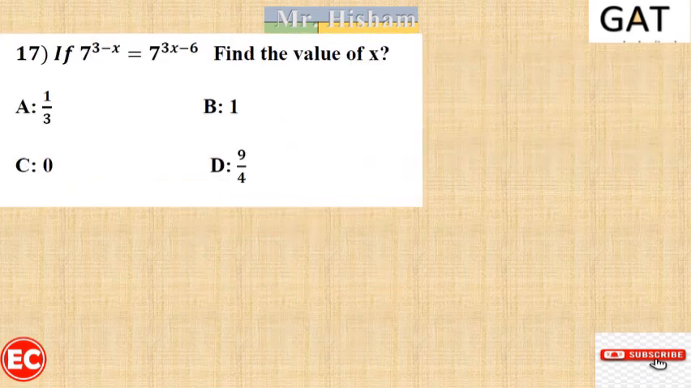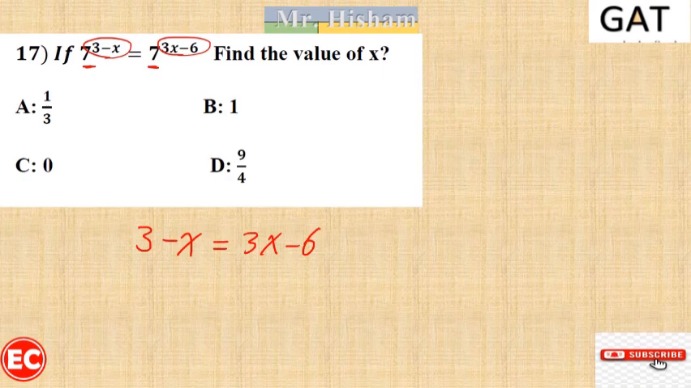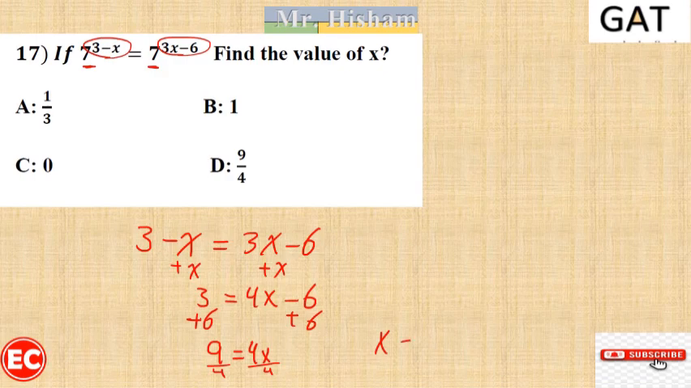Question number 17. 7 to the power of 3 minus x is equal to 7 to the power of 3x minus 6. Since I have the same base, the powers should be equal. So 3 minus x should equal 3x minus 6. By adding x to the right and to the left, 4x minus 6 is equal to 3. By adding 6 to the right and to the left, 9 is equal to 4x. Divided by 4, so x is equal to 9 over 4. So the right answer is D.